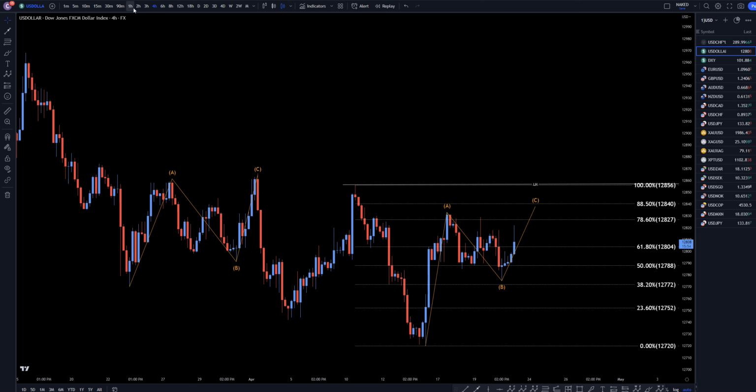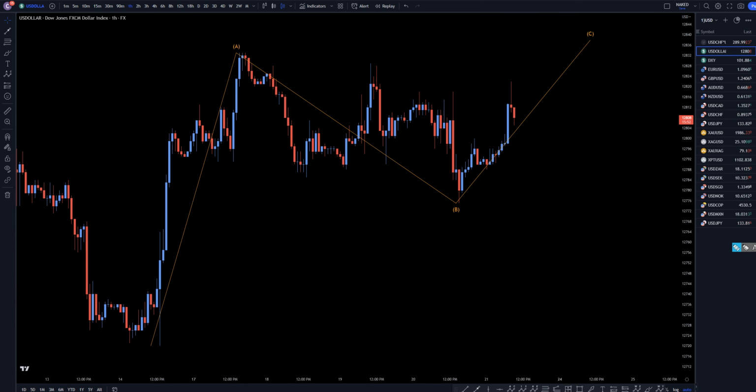So let's take it down to the 1 hour time frame. On the 1 hour time frame, if this is a wave C, then it probably is not over yet. It's probably going to go up a little bit more, most likely bounce off that Fibonacci level I was showing on the 4 hour time frame, make an impulsive move down, take out structure, and end up looking something like that.